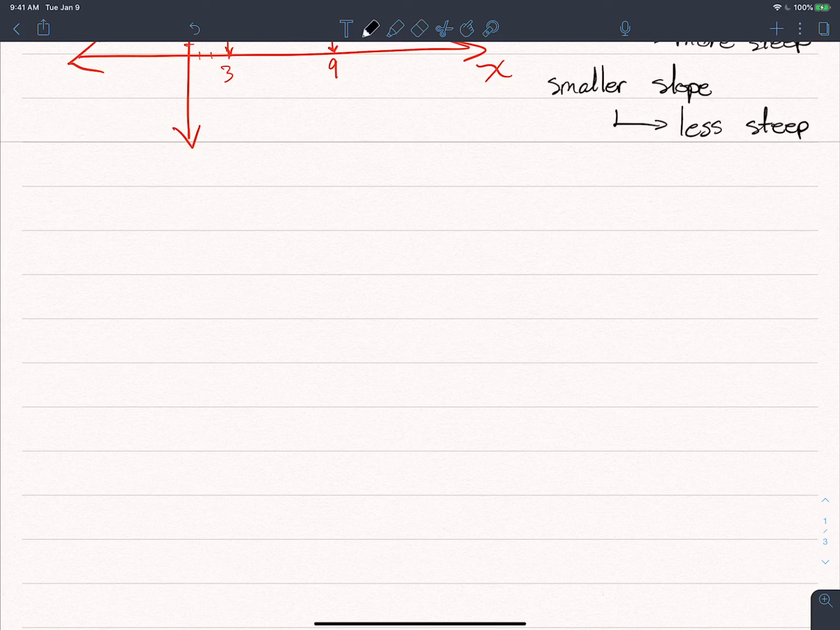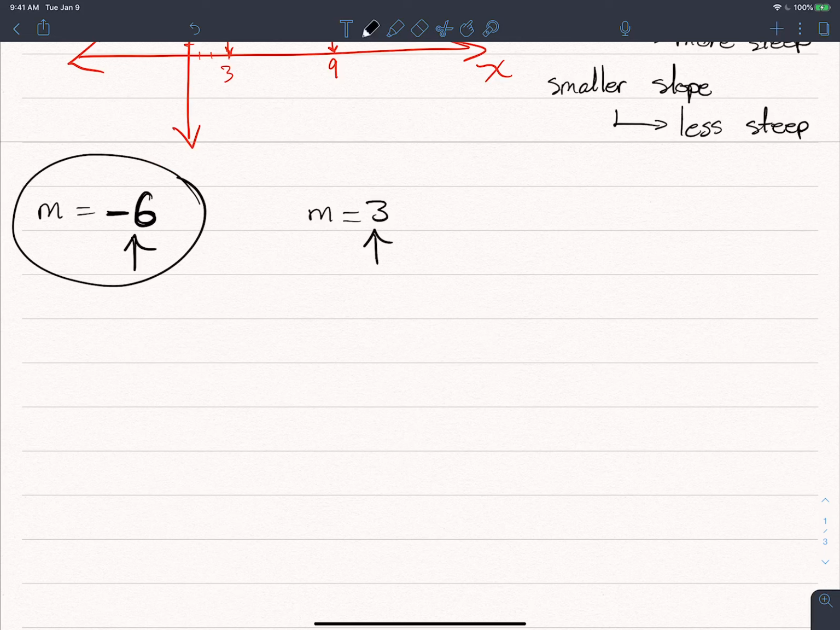So for example, if we looked at a slope that was -6 for one line and a slope that was 3 for another line, even though -6 is smaller than -3, this line is more steep because if we ignore the negative part, we can see that 6 is bigger than 3. So we just look at the number, not the sign, when we're comparing how steep the lines are.